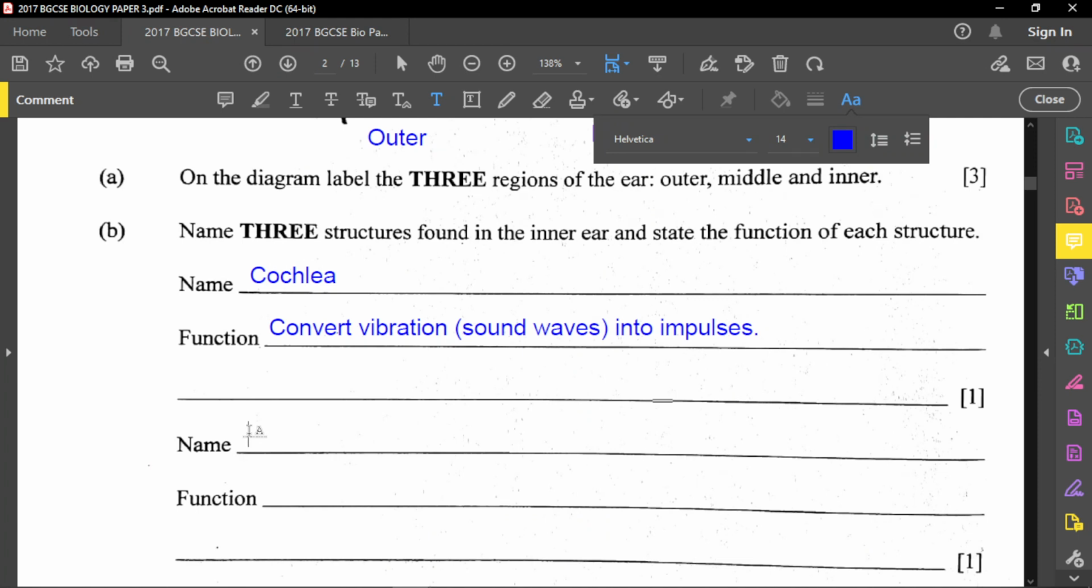Now the next structure is the semicircular canal. The semicircular canal is also in the inner ear, and the function of that is to maintain balance. Okay, to maintain balance. All right, so that's the function of the semicircular canal.